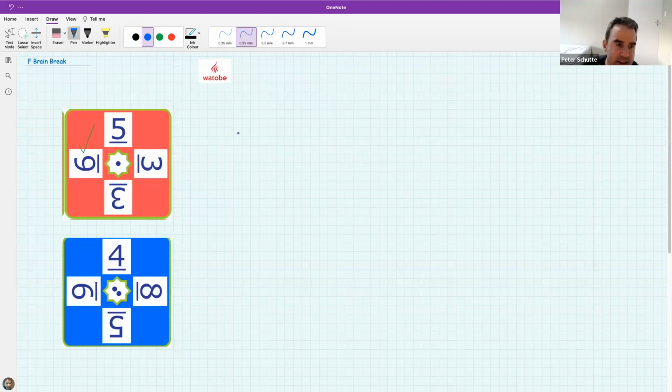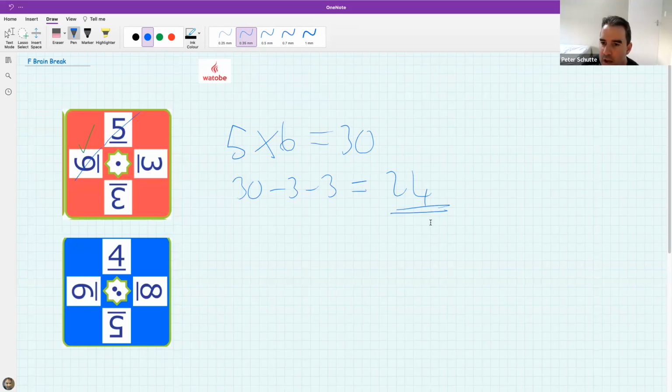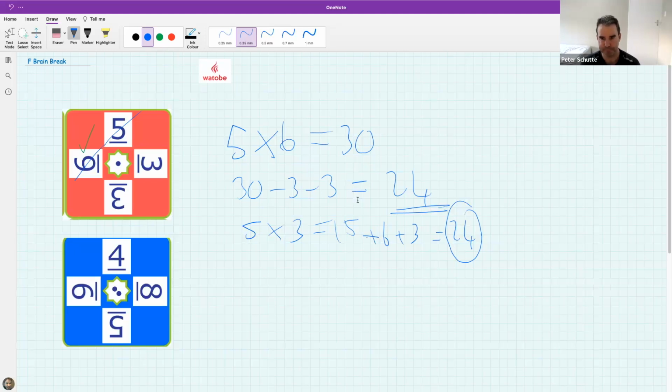Annie has said 5 times 6 is 30. So I've used those two, and then I go 30 minus 3, which is 24. And then Sachaba has said 5 times 3 is 15 plus, wait, 5 times 3 plus 6 plus 3. Oh, that also works. Aha, yes. So there's actually more than one way to do this.